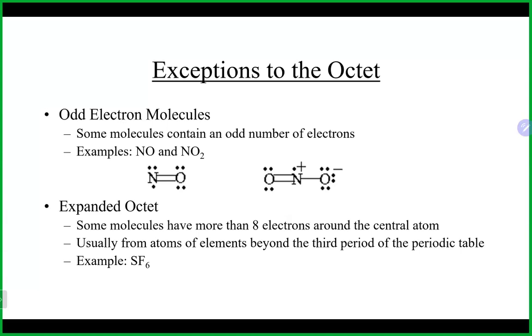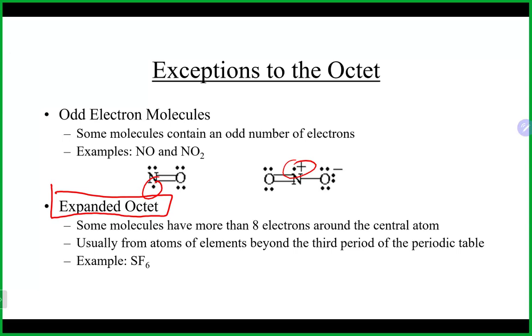But here in NO and NO2, if you draw the Lewis structure, you would end up with one unpaired electron in each of them. Now, probably the most common exception to the octet rule that you will come across when you go into 1A is the expanded octet. Pretty much you draw all those things in 1A.